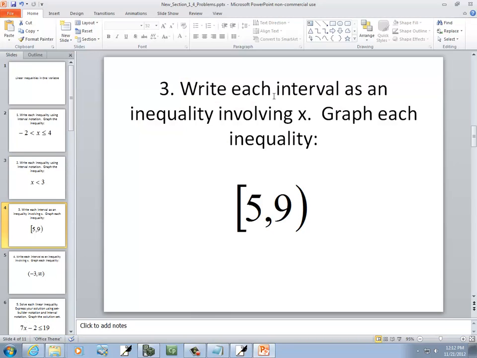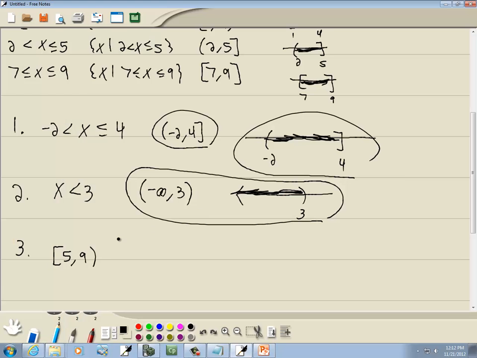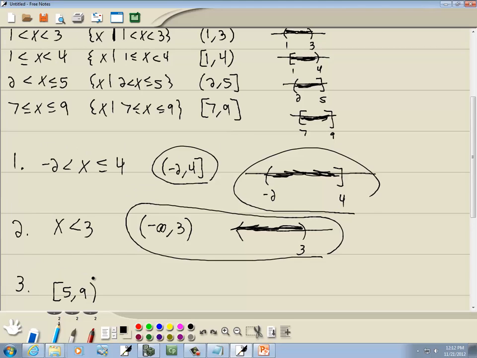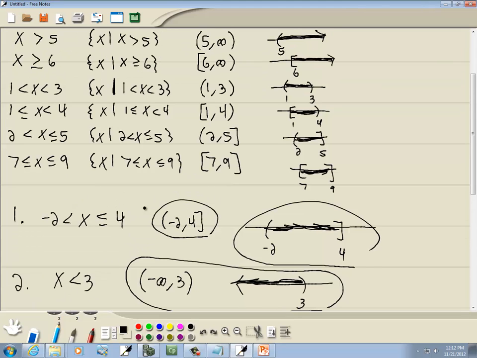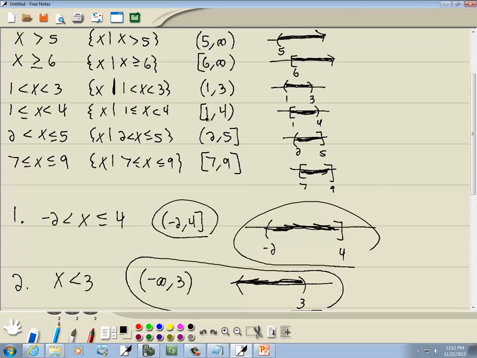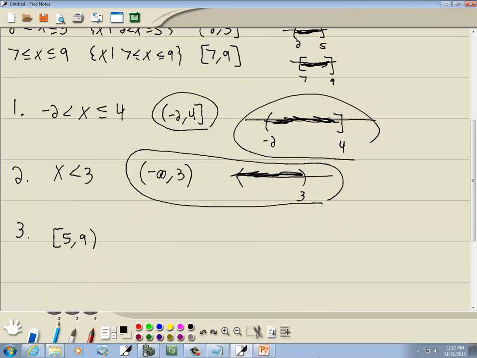Okay, write each interval as an inequality involving x and graph it. Bracket, parentheses, 5 and 9. So no infinities, so it's the odd ones. Bracket, parentheses is this one right here, the 1, 4. So I come over here, this is what it's going to look like, but instead of 1 and 4, I'm going to use 5 and 9.